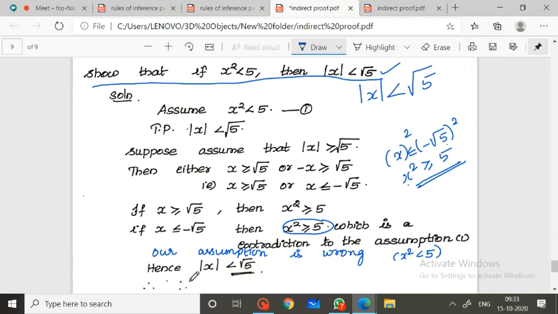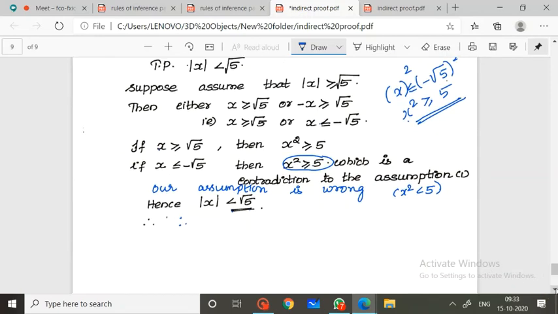Therefore we can say that if x square is less than 5, then modulus of x is less than root 5. This is the solution of this problem.